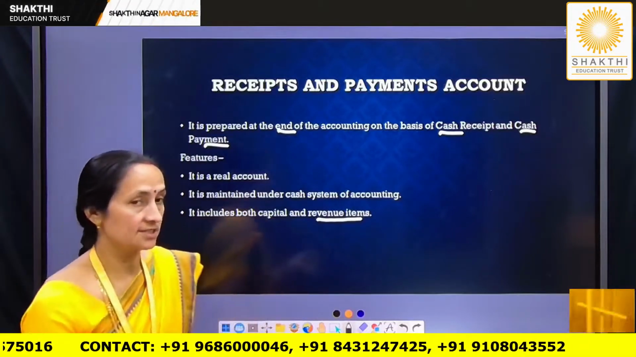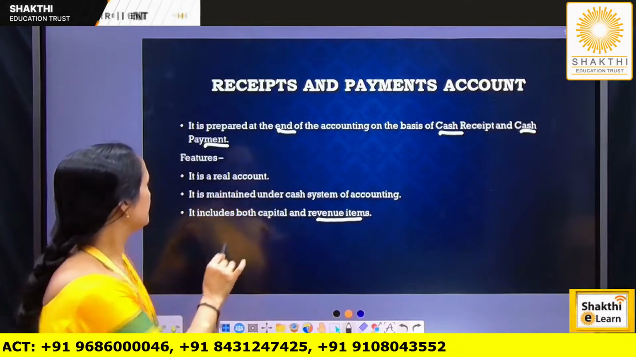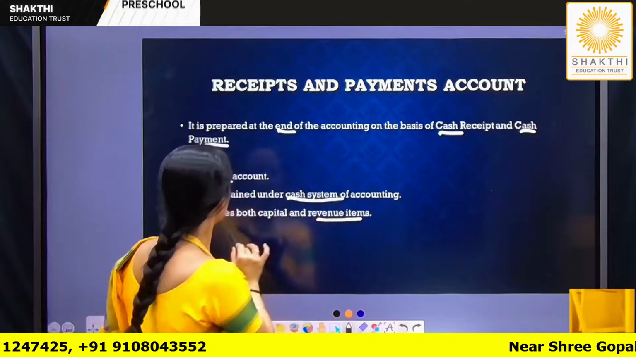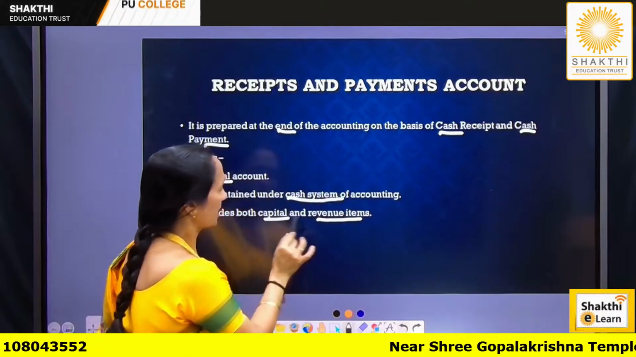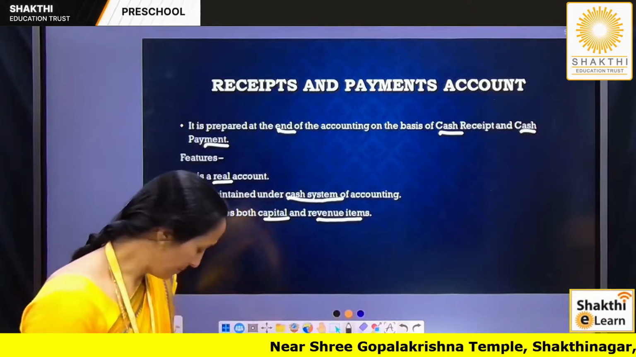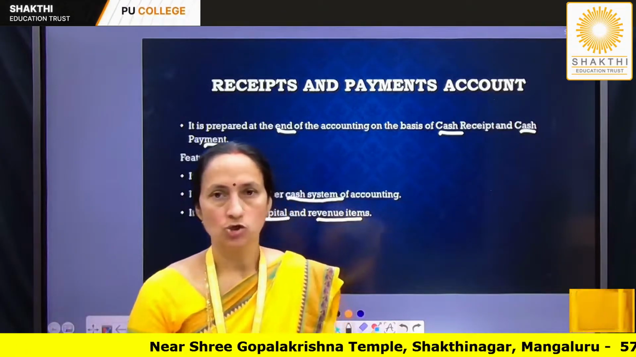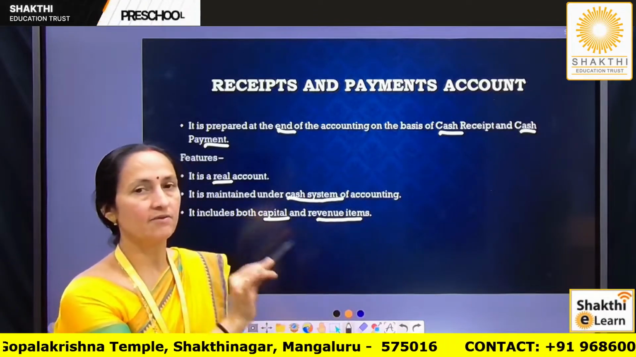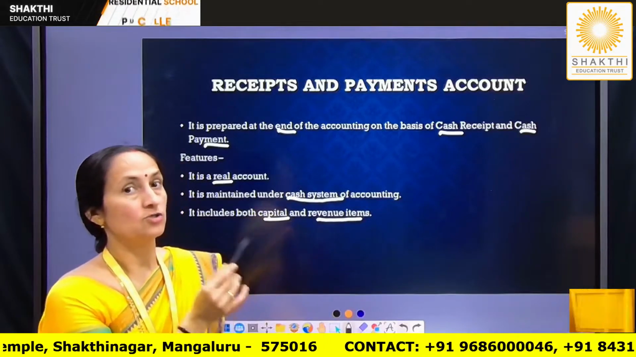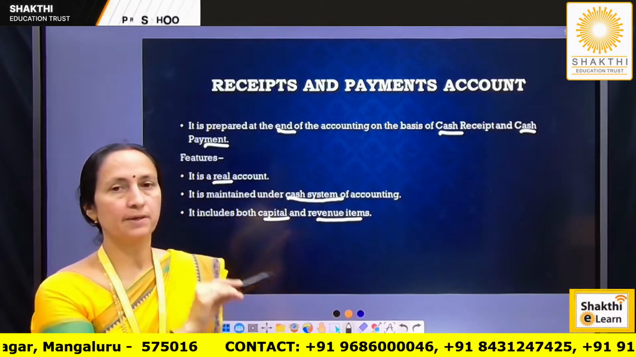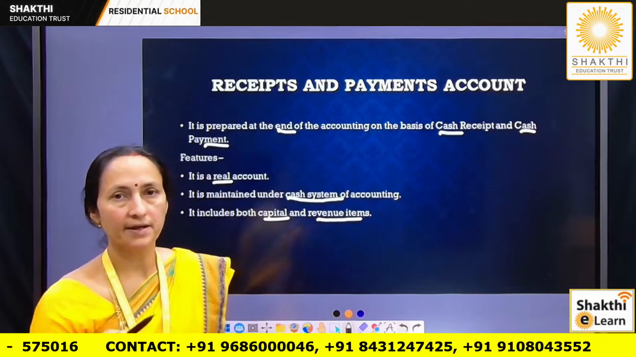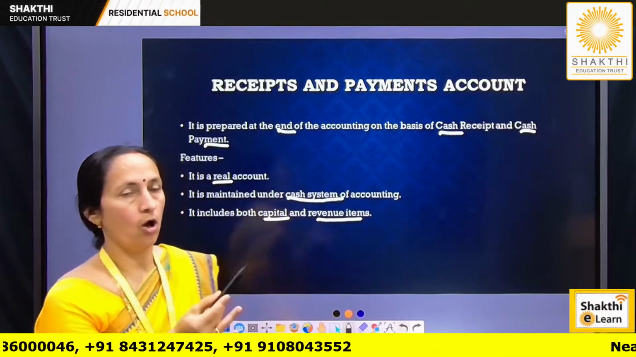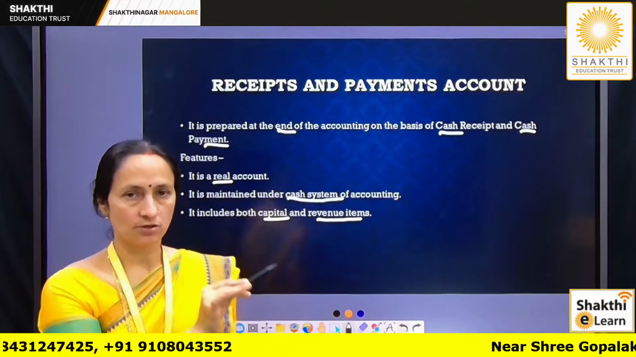So what are the features? Again, two more questions. Features are: it is a real account, it is maintained under the cash system, and it includes both capital and revenue items. What is capital and what is revenue we have discussed, right? So the receipt and payment account records both capital and revenue received. From the receipt and payment account you need to prepare the income and expenditure account. This is exactly like your cash book. All receipts on the debit side, all payments on the credit side.